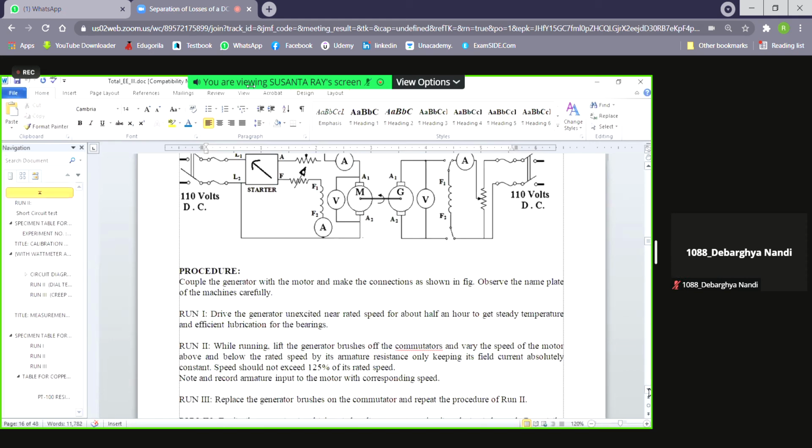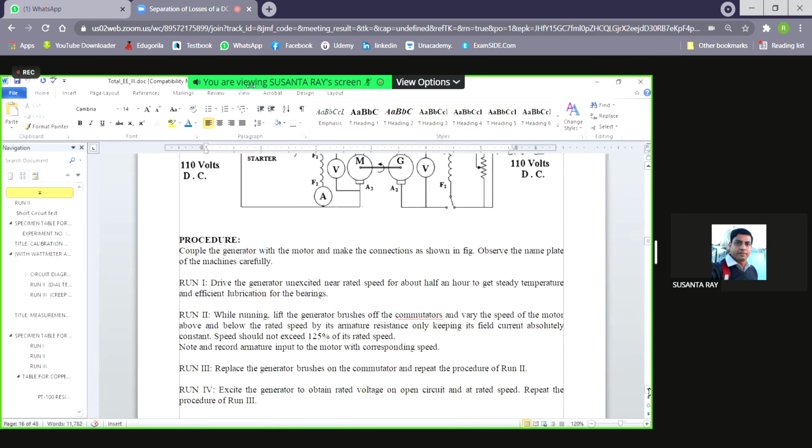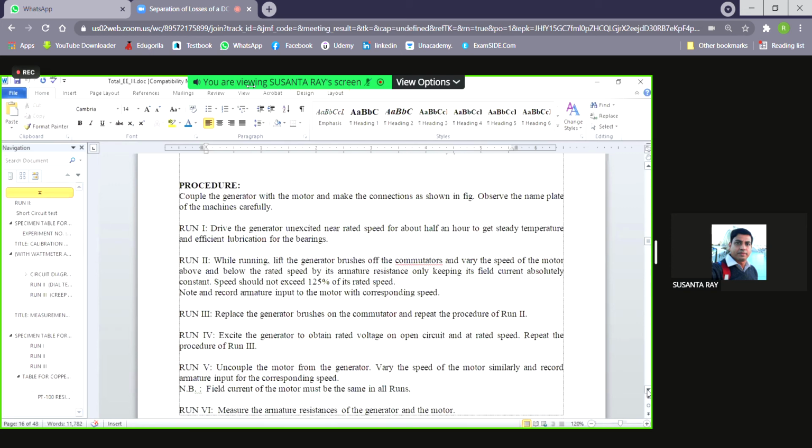Okay. Now the question is, how do you separate the losses? Now you see, we'll start not from run 1. At the beginning, it is written to couple the generator with the motor and make the connection as shown in the figure, and observe the nameplate of the machines carefully, though the nameplate is not there. Now you just go to run 4 directly.